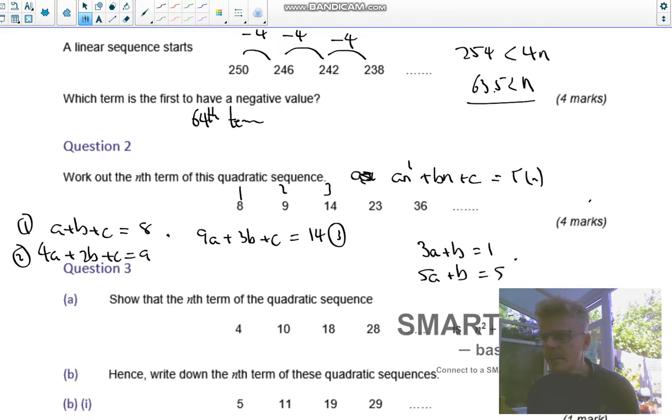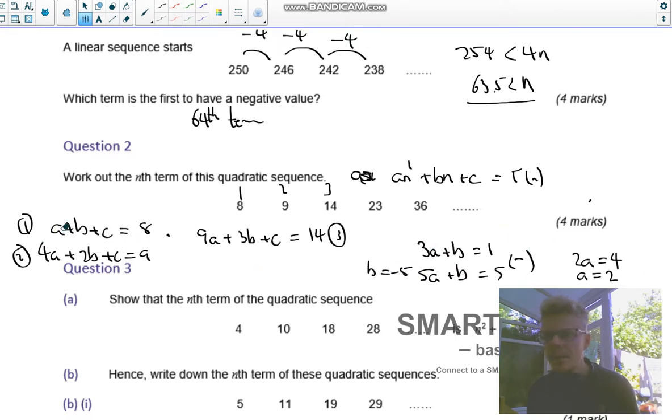And then we'll take these away from each other, so we get 2a equals 4. There we go, so that take away that's 2a, b take away b is nothing, and therefore a equals 2. Working it backwards, if a is 2, then using this equation here, 3 times 2 is 6, so b would be -5.